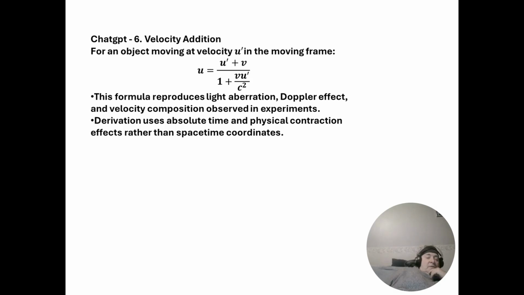Next we go on to the transformation between frames, and you consider a frame moving at velocity v relative to the preferred frame. The corrected transformations are those, and you've got absolute time still. And the Lorentz factor accounts for physical contraction and clock retardation. These transformations reproduce all special relativity kinematic predictions. Next we go on to velocity addition. For an object moving at velocity u dash in the moving frame, you got that equation. This formula reproduces light aberration, Doppler effect, and velocity composition observed in experiments. Derivation uses absolute time and physical contraction effects rather than space-time coordinates.